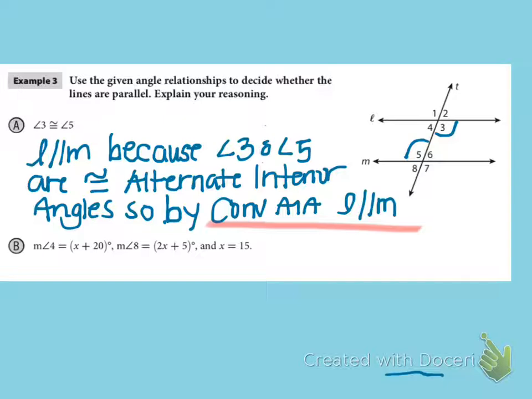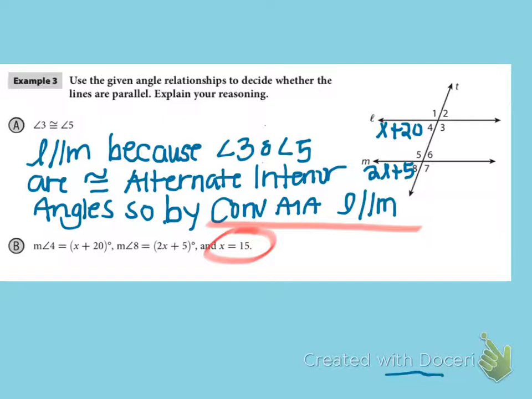So in B, they say, let me get rid of the markings. We're going to use the same drawing again. It says that the measure of angle 4 is x plus 20. So I'm going to label this x plus 20, and that the measure of angle 8 is 2x plus 5. And then they tell me that x is 15.